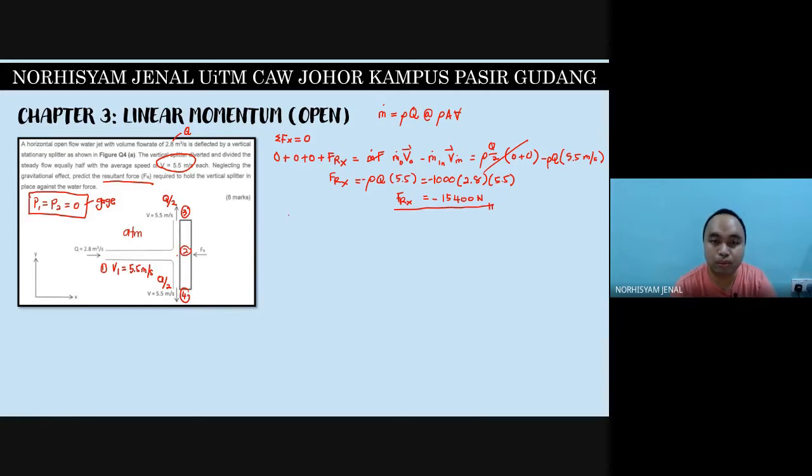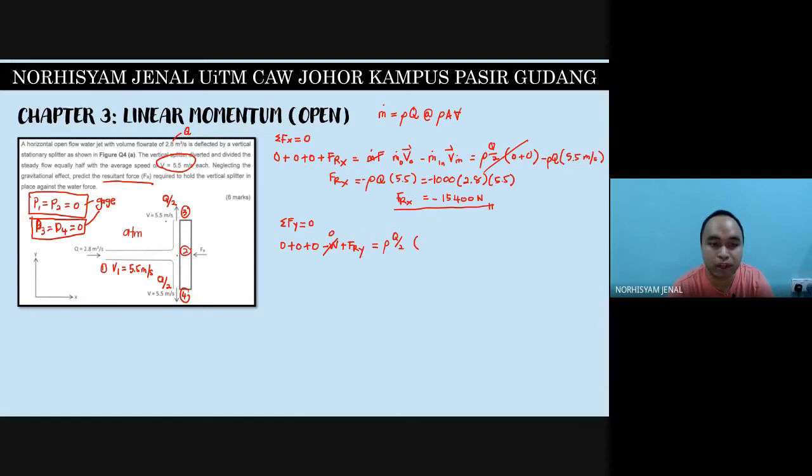So what will be for summation of FY? So summation FY equals to 0. Once again, all P1, P3, P4 is equal to 0. So I put it here. P3 equals to P4 is also equals to 0 for the same reason, because this is gauge pressure. So we have 0 plus 0 plus 0 minus W, but we don't have any number for W, should be 0 also, plus FRY equals to m dot outlet. So your m dot outlet is q over 2, rho q over 2.